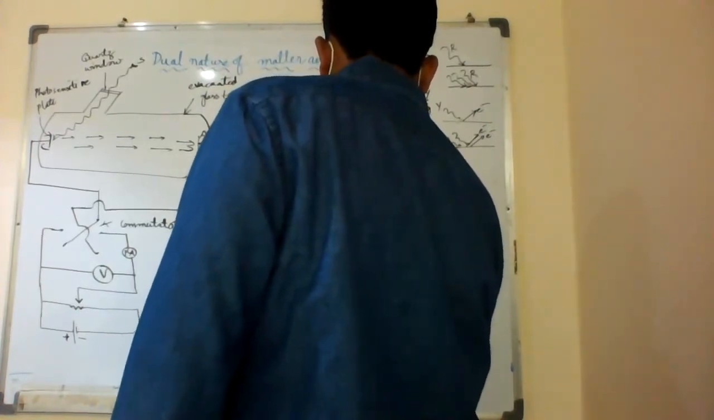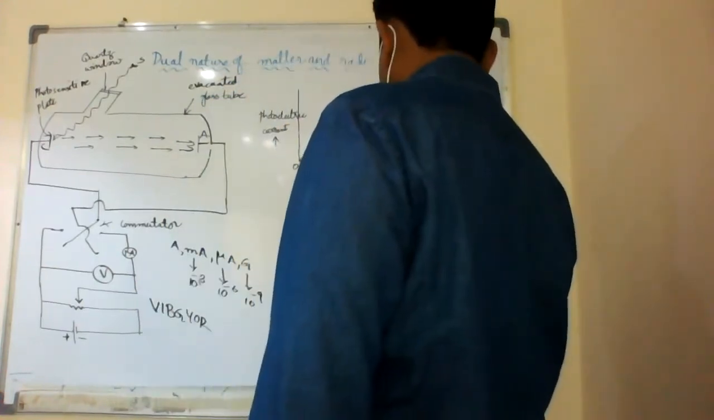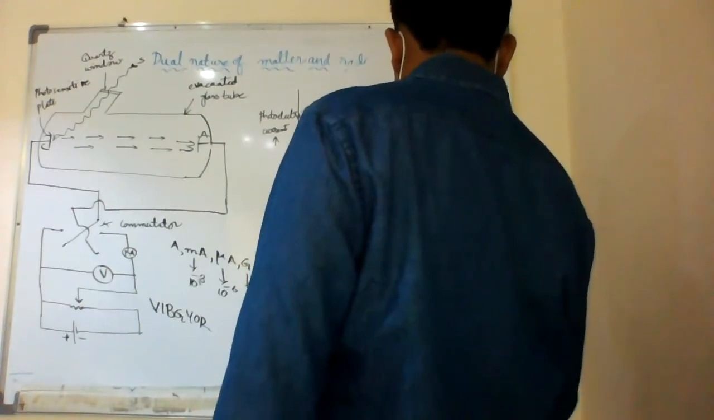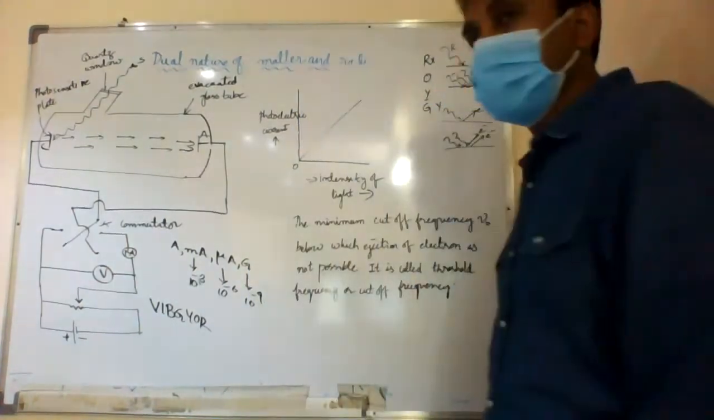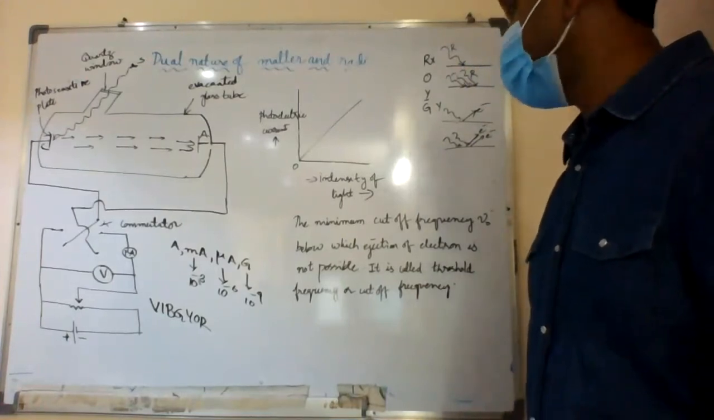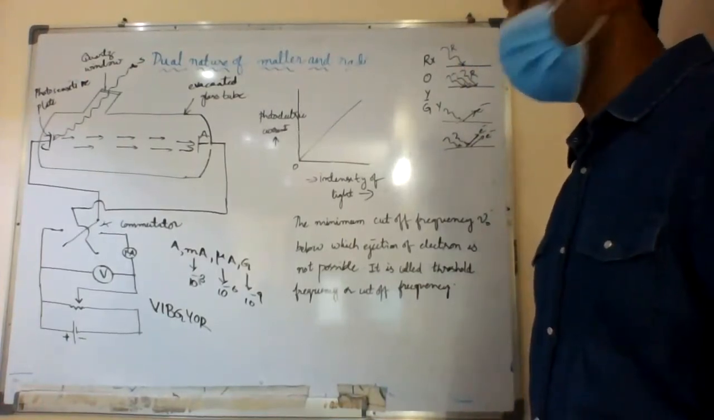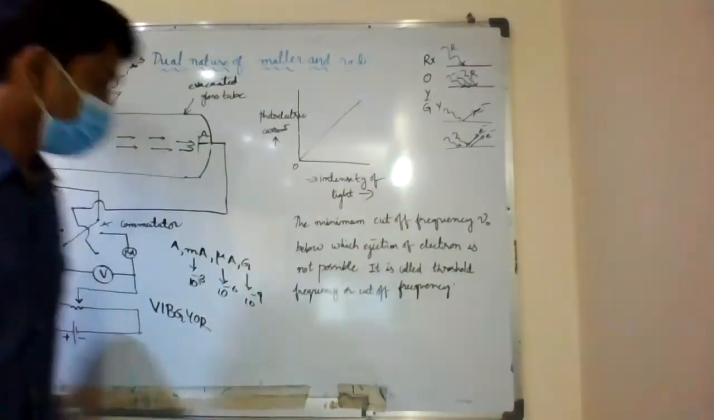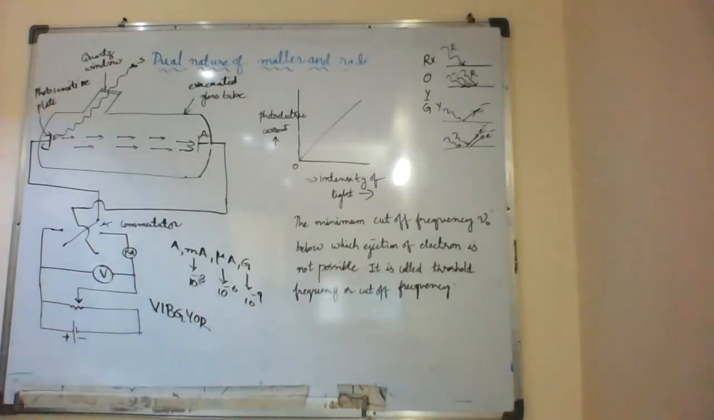Threshold frequency or cutoff frequency. At that particular frequency, electron starts coming out. This particular frequency is known as threshold frequency. This is a very, very important definition. Okay, now after that, is it clear?